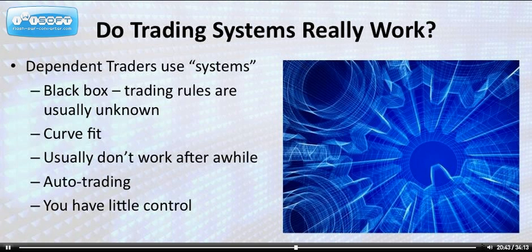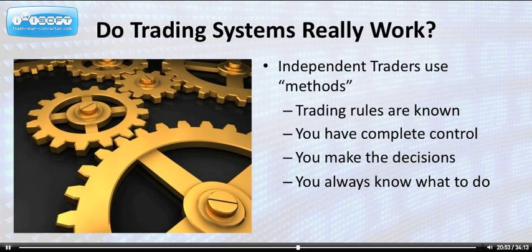Now, there are some aspects to systems that, if used properly, are beneficial, but the bottom line is that most trading systems leave you with little control. On the other hand, a method is a type of trading where all the trading rules are known every step of the way, which gives you complete control. This is why independent traders seek out trading methods and not trading systems. With a method, you make all the decisions, and you always know what to do 100% of the time, no matter what happens in the markets. You're no longer dependent upon any guru or so-called expert because you're calling the shots.